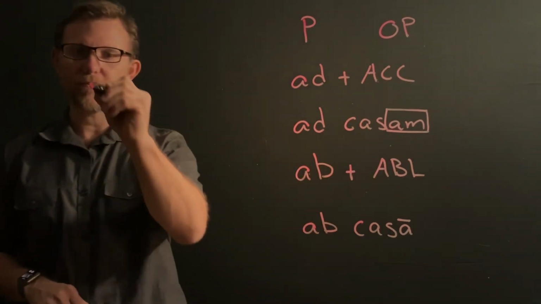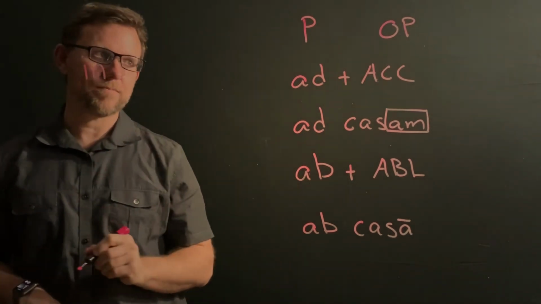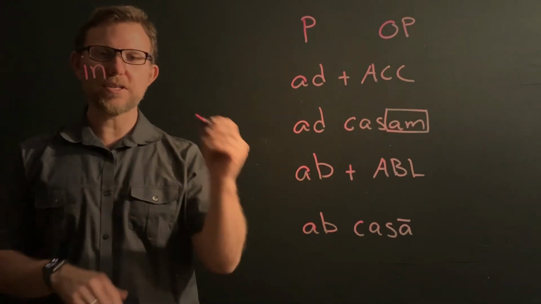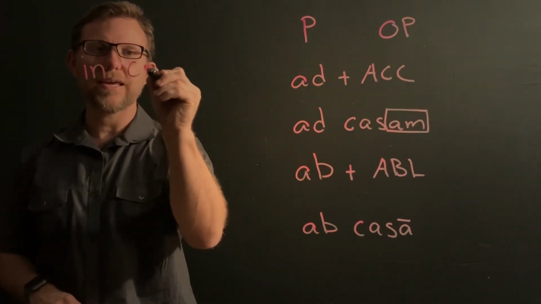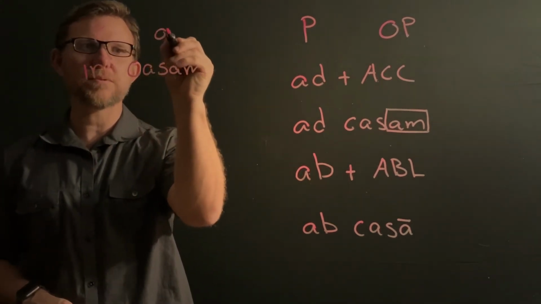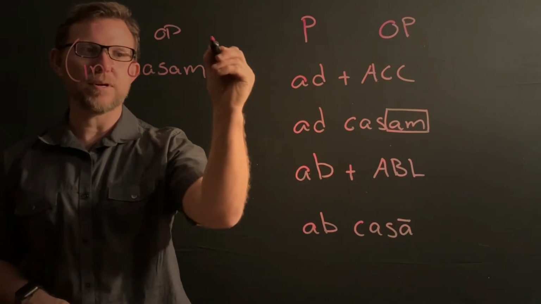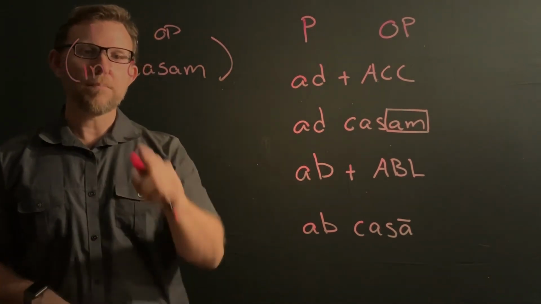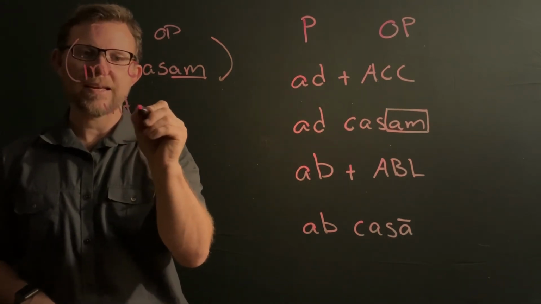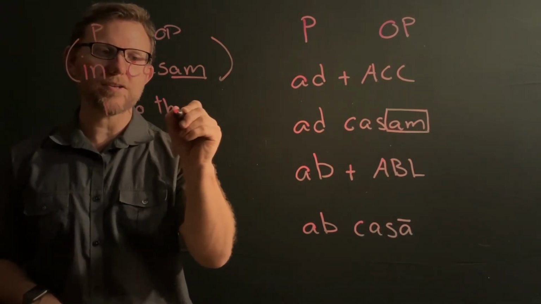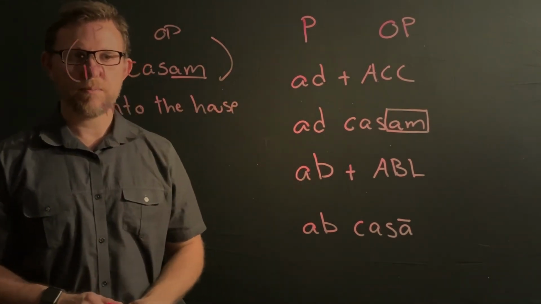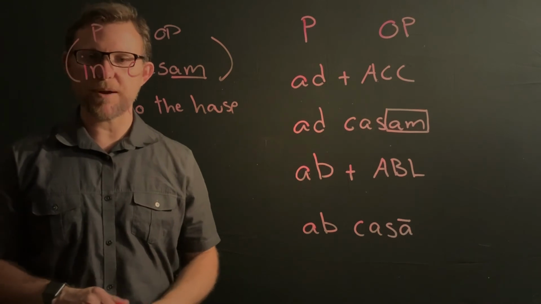Let me give you an example. If I take the preposition in, and I have an object following it that is in the accusative case, we'll stick with the word house, in casam. Here's my preposition, here's my object of the preposition. In a sentence, I would put my parentheses around it. Because this is an accusative ending, this would be translated into the house or into a house, because of the accusative case ending on the object of the preposition.